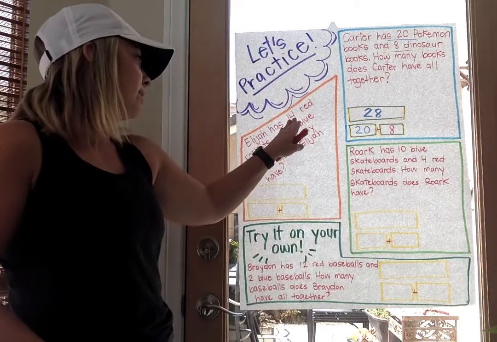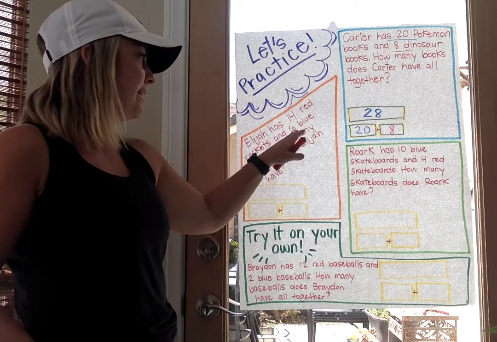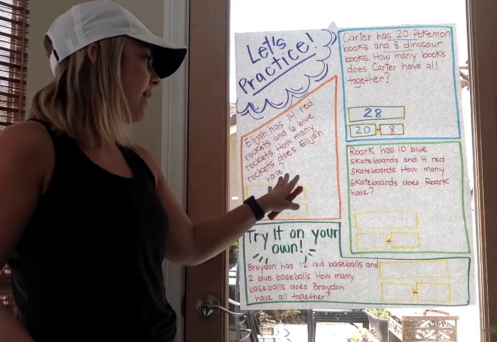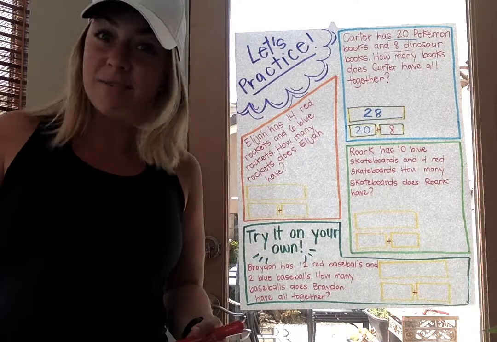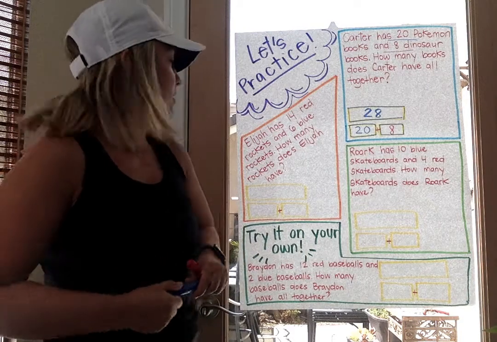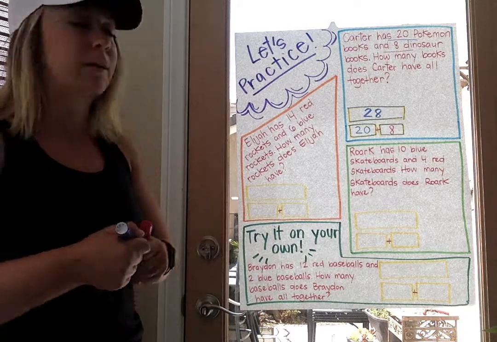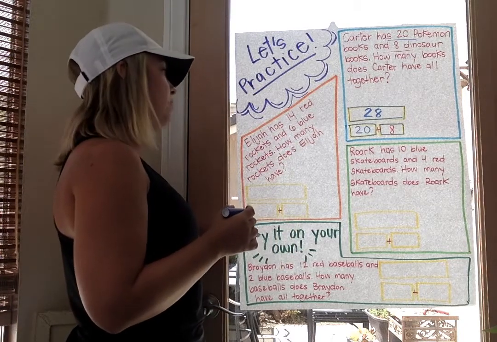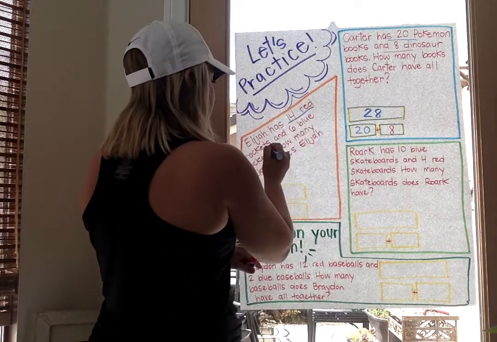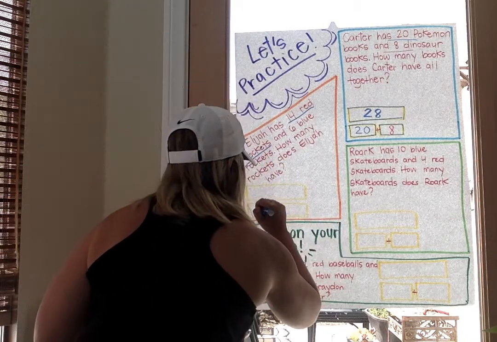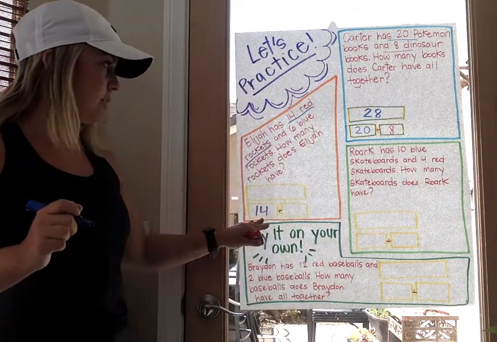Elijah has 14 red rockets and 6 blue rockets. How many rockets does Elijah have? Right? Because it's Space Week. So we are talking about rockets, and Elijah is going up to space. So let's find our first part, right? Elijah has 14 red rockets. Okay, so he has 14 red rockets. That's our first part, right? Our first part. So let's draw it in our graphic organizer.